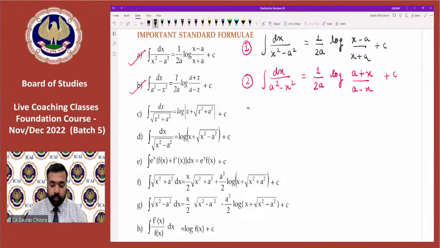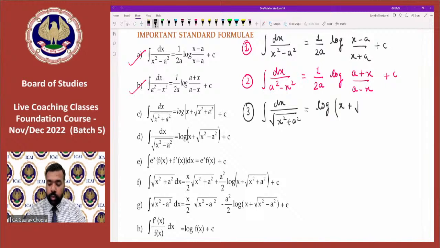Now comes the third one. The third one is having a root. So dx divided by root of x square plus a square. So here the formula will be log and then x plus root of x square plus a square and then plus c. Log bracket x plus root of x square plus a square plus c.